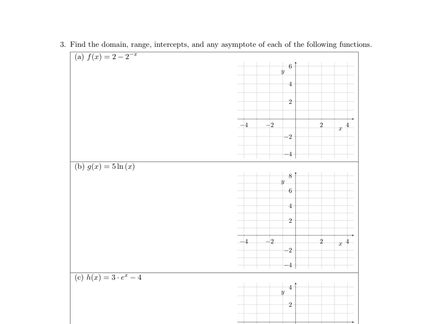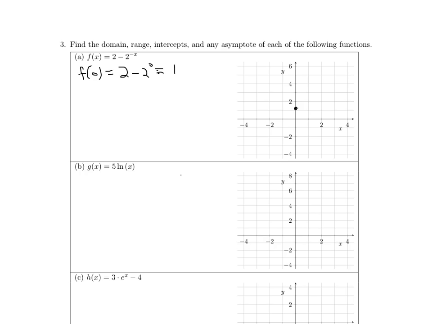So, for example, the function f of x equals 2 minus 2 to the minus x. It's got a lot of minuses in it. One of the first things we can do that's easy is find the intercept. We know the y-intercept happens when x is 0. So we do this calculation: 2 minus 2 to the 0 is 2 minus 1, which is 1. So the y-intercept of this curve is at (0, 1).